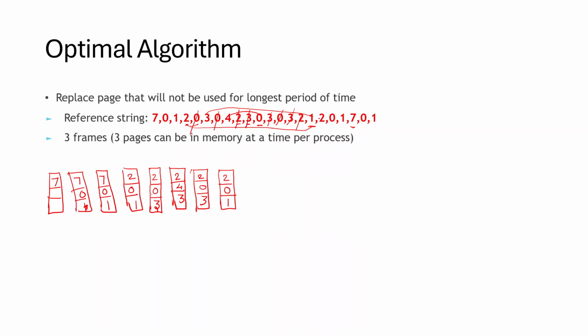Okay, next 2. Already 2 is there, no page fault. 0 is there, no page fault. 1 is there, no page fault. Next 7. Out of 2, 0, 1, which do we need to replace to bring in 7? From 7, 0 is here, 1 is here, there is no 2. So we need to replace 2 by 7, that is 7, 0, 1. Next 0, which is already there, no page fault. 1 is also already there, no page fault.